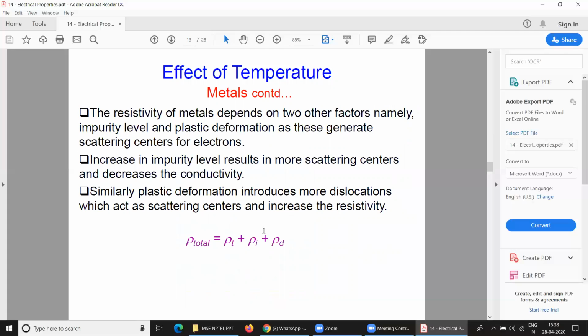The resistivity of metals depends on two other factors, namely impurity level and plastic deformation, as these generate scattering centers for the electrons. An increase in impurity level results in more scattering centers and decreases conductivity. Similarly, plastic deformation introduces more dislocations, which will act as scattering centers and increase the resistivity. The formula is written here.